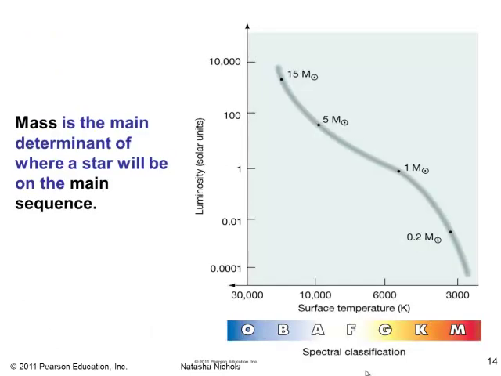Now, stellar masses, more than any other stellar property, are very important because they help us determine a star's position on the main sequence. So this is the HR diagram, and we see the main sequence, the shadowy curve right in the middle. And notice how low mass stars, for example, the 0.2 solar mass, are cool and faint, so they lie at the bottom of the main sequence. Very massive stars, on the other hand, are hot and bright, and they lie at the top of the main sequence.